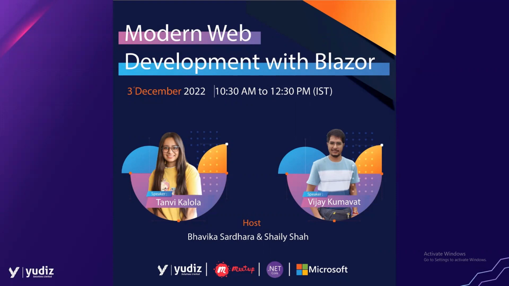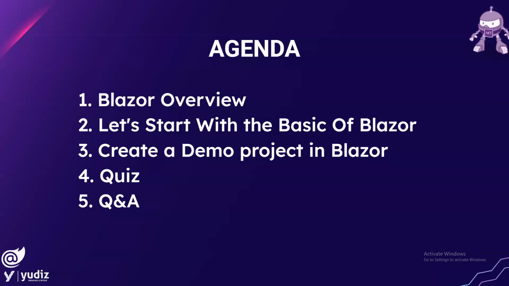So let's discuss today's agenda. Today our speaker will start the meetup on Blazor from scratch. First we'll start with the Blazor overview. Next we will move to the basics of Blazor, and then we will create one demo project in Blazor. Also we will discuss every little and important topic of Blazor, like data binding, how to communicate with other pages, the life cycle of the event, etc. So stay tuned with us, and we will view all the little things with examples.